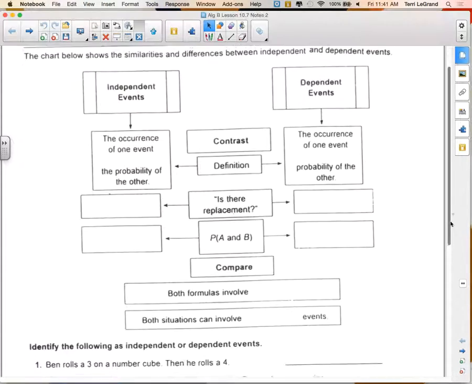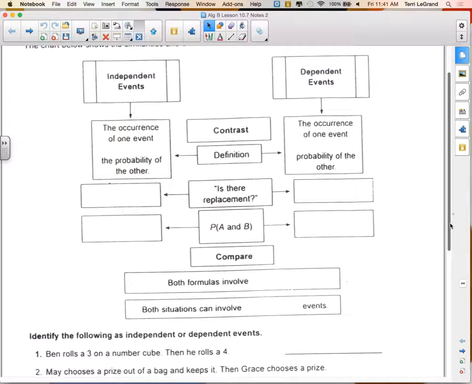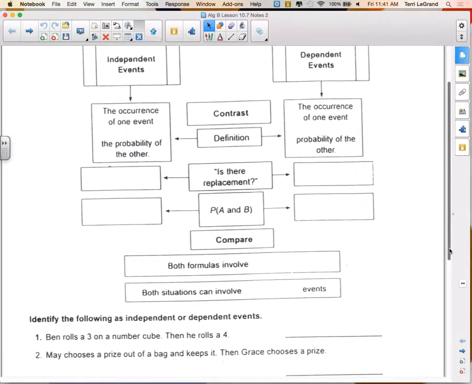So independent events is in one column, dependent is on the other side, and in the middle they're telling us how can we compare them? How can we see how they contrast? Contrast means what? How they differ. And comparing can also be thought of as how are they different, how are they the same? And in this one, hopefully there'll be some sames also.